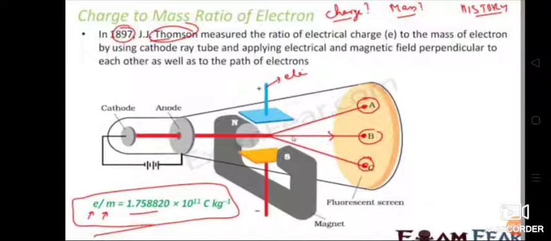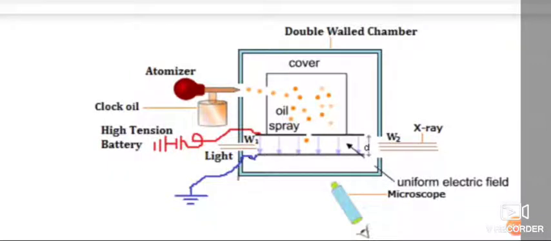So this particle J.J. Thomson named the electron in 1897. Next, between 1909 and 1919, Robert A. Millikan conducted a series of experiments to determine the charge of an electron. J.J. Thomson discovered only the e/m ratio; at that time he didn't find the charge of the electron. So R.A. Millikan conducted a series of experiments to find the charge of an electron.